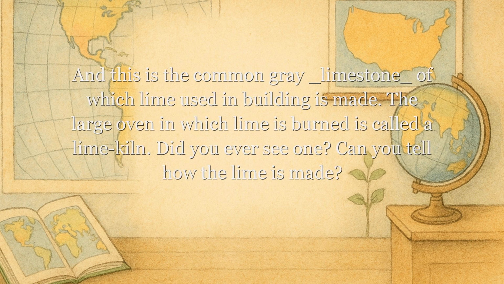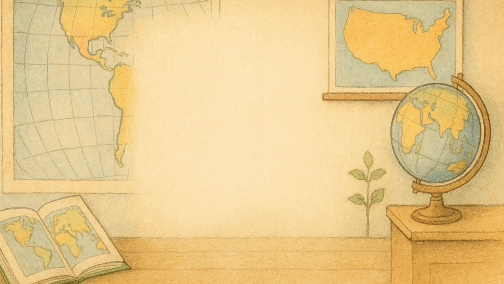And this is the common gray limestone of which lime used in building is made. The large oven in which lime is burned is called a lime kiln. Did you ever see one? Can you tell how the lime is made?